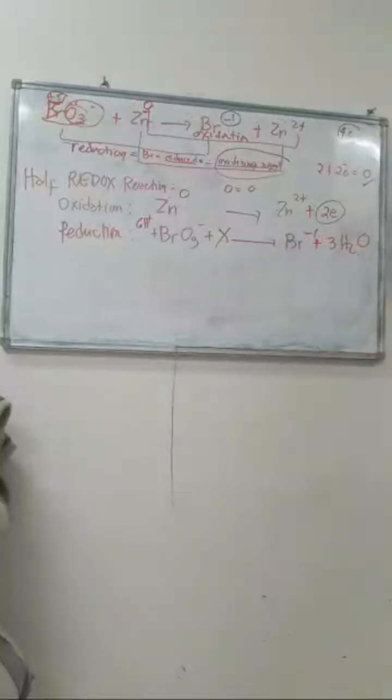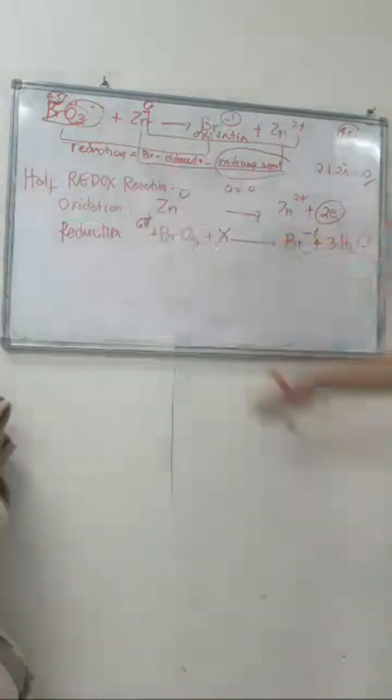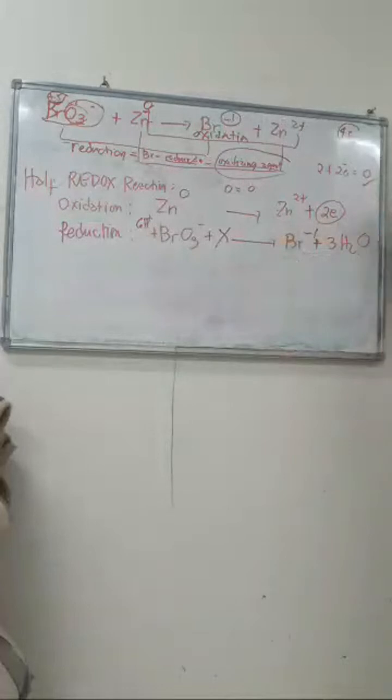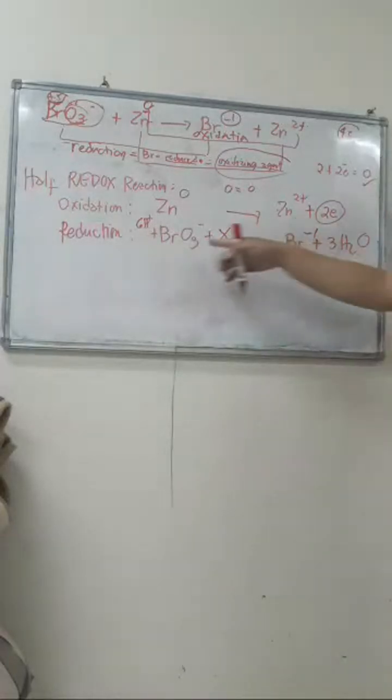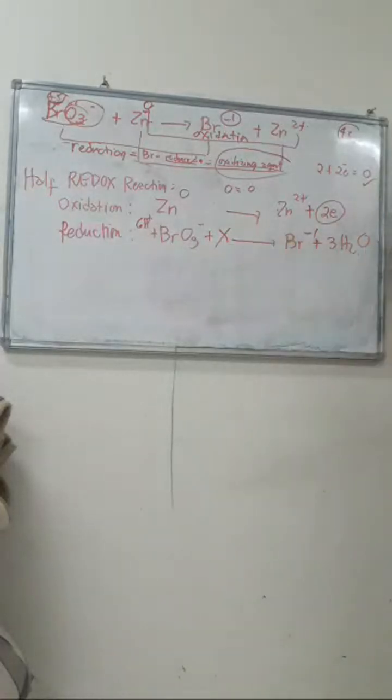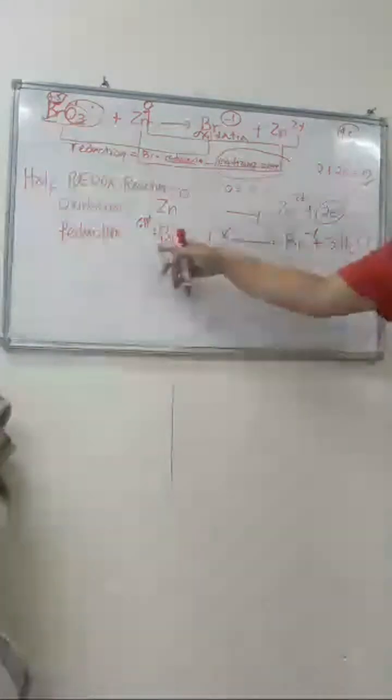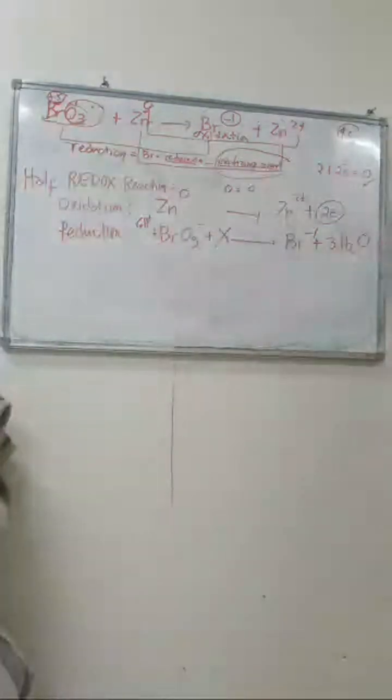Now, this time, balance the atoms because we introduced the oxygen atoms. Hydrogen 6, 3 times 2, right? Oxygen 3, bromine 1. Okay, so balanced.